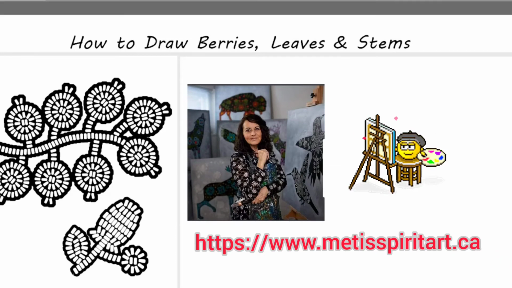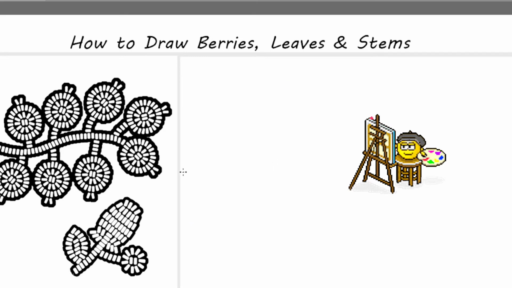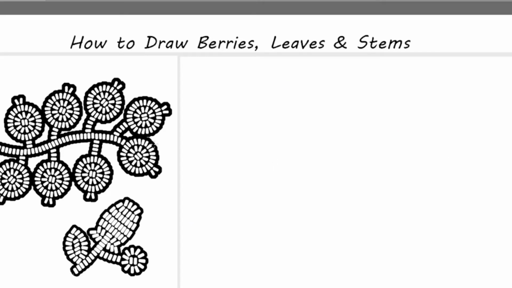All right, let's draw some berries, leaves, and stems. Let's start with this. We'll call these Saskatoon berries. We pick a lot of these in the summer in Saskatchewan. Now, when you look at it, you can see all the Métis beadwork details. We won't draw those. We're only going to freehand this time all of the drawings on this page.